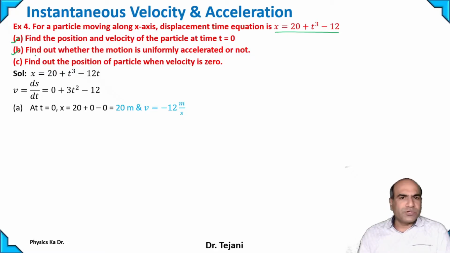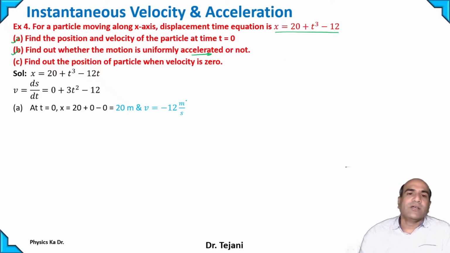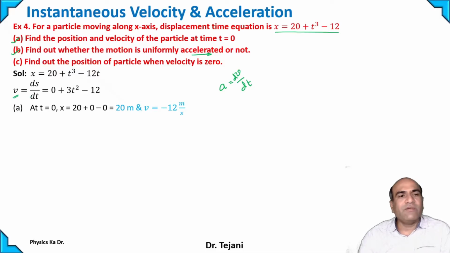Find out whether the motion is uniformly accelerated or not. Here it is asked whether acceleration is uniform or not. If acceleration gives a constant value, then only we can say acceleration is uniform, otherwise it is not. So let us find acceleration. What is the equation of acceleration? a is equal to dv by dt. We have v. Can we differentiate this? Yes, of course. The differentiation becomes 6t and the constant becomes 0, so it is equal to 6t.